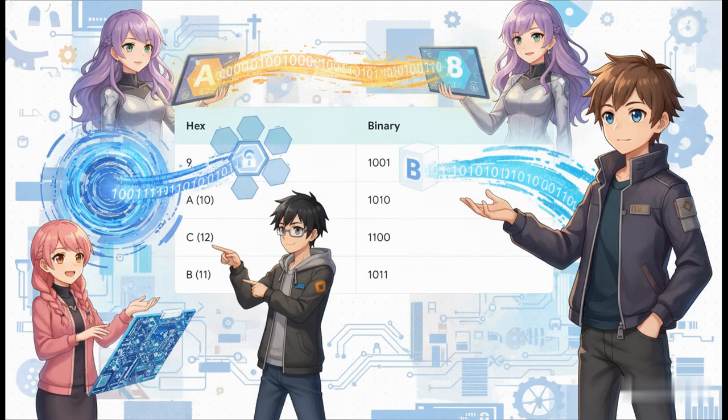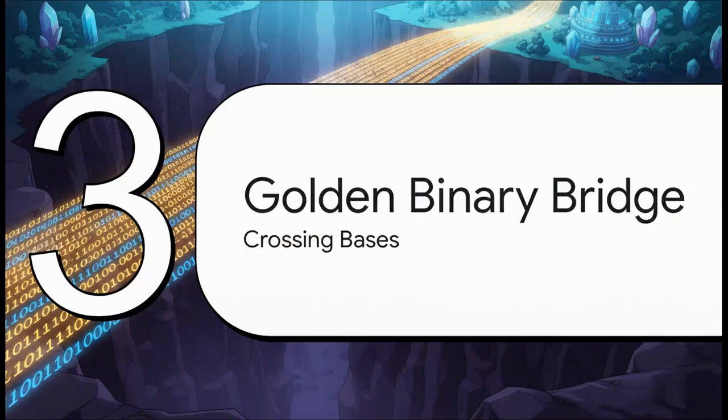Moving left again, we hit C. C stands for 12, which translates to a crisp, clean 1100. And finally, B, which represents 11, snapping into place as 1011. It's so satisfying. Just like that, with a fast, clean rhythm, we've taken each distinct character and shattered it into its raw binary code.